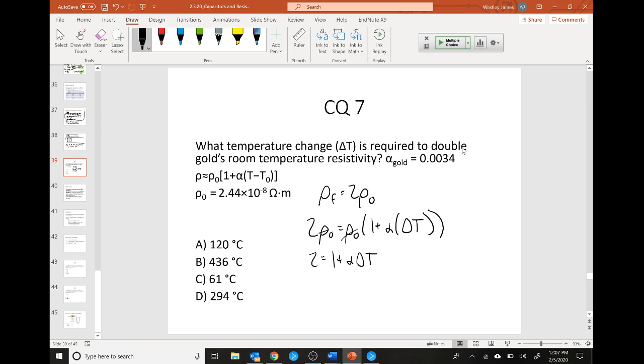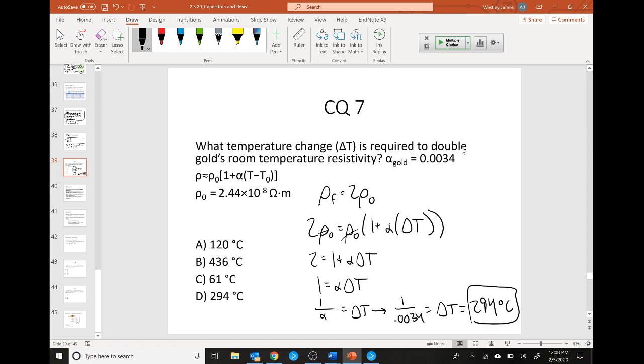Well, 2 minus 1 is 1. 1 equals alpha delta T. So it's just 1 over alpha equals delta T. So you get 1 divided by 0.0034 equals delta T equals 294.